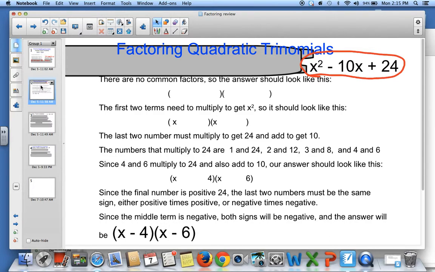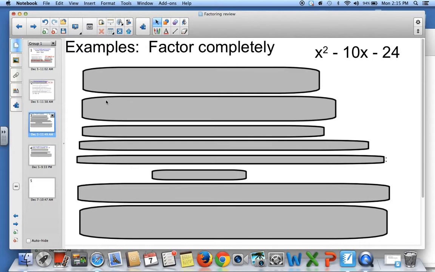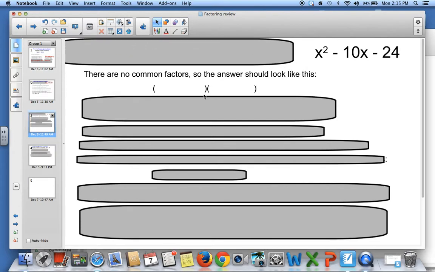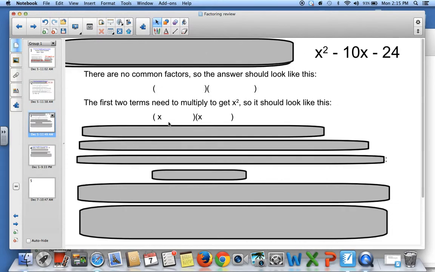Next, I'm going to look at a really similar problem, which is almost the same. The difference now is this is a negative 24, which is going to change the answer fairly dramatically. So we know it's going to look like this because there's two factors, two binomials. That's what quadratics will factor to be. The first two have to multiply to get x squared, so that's going to be like that.